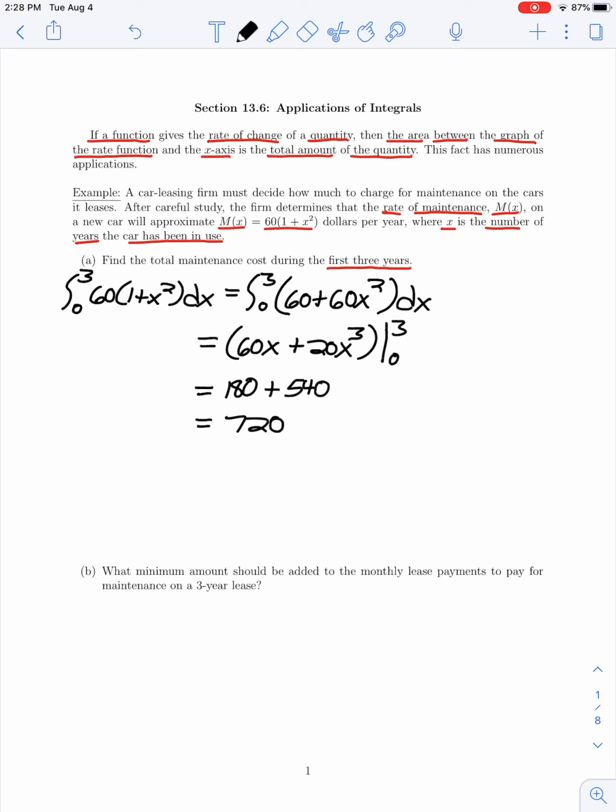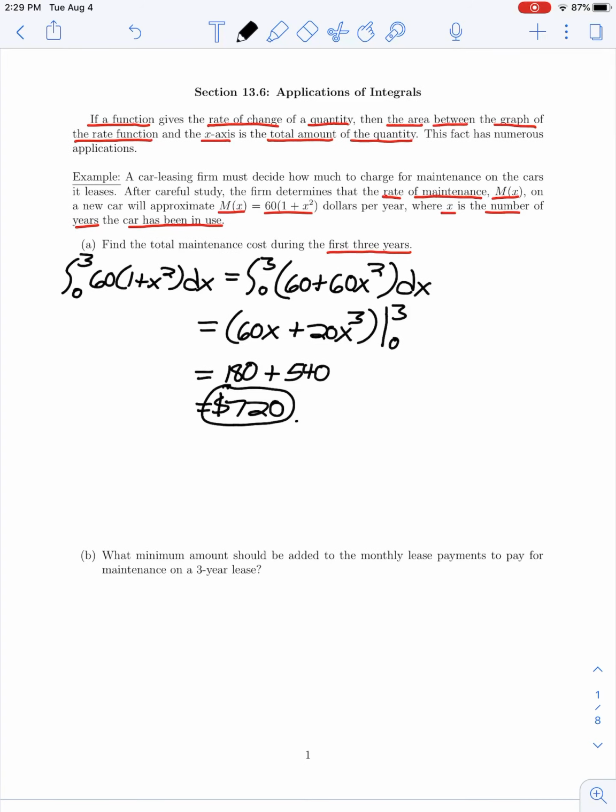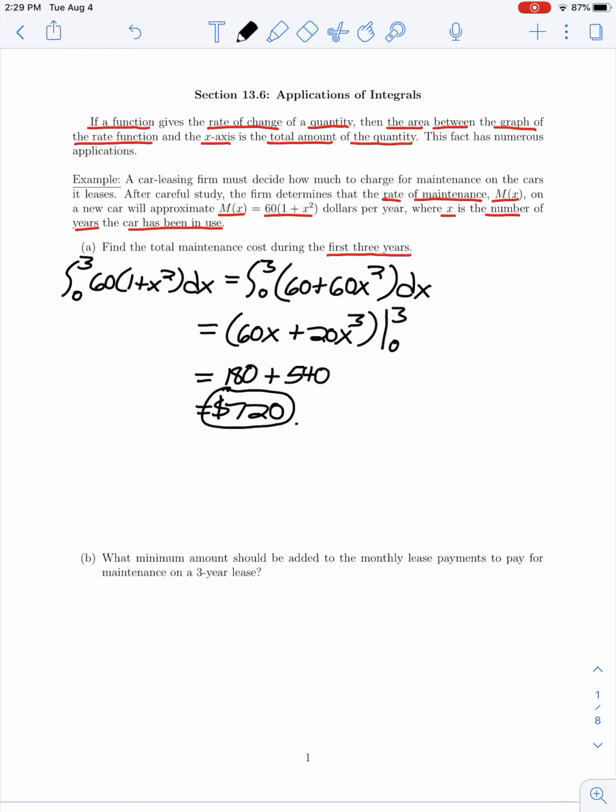And here our rate for maintenance was measured in dollars per year, so this amount would be measured in dollars. Now in part B, we're asked what minimum amount should be added to the monthly lease payments to pay for maintenance on a 3-year lease. So this company charges some monthly rate to lease vehicles. Let's say that someone is getting a 3-year lease. What additional monthly charge should be added in order to account for this expected maintenance over a 3-year period?